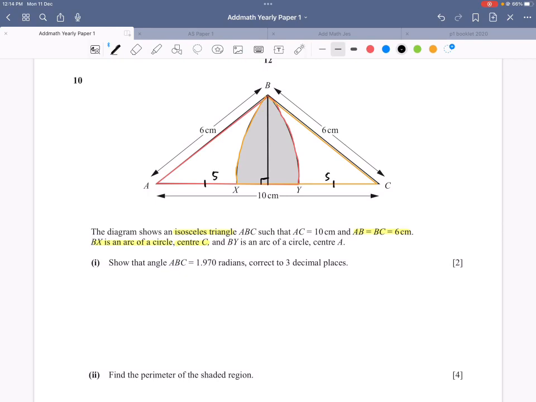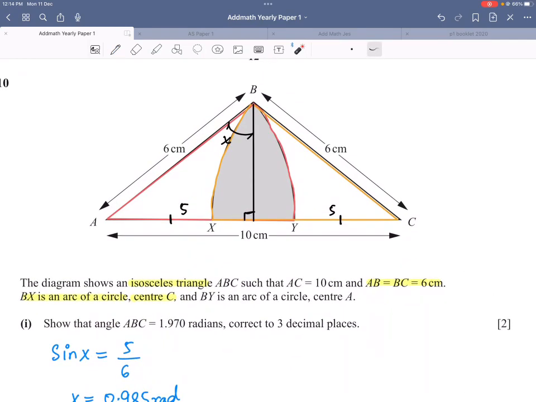I'm going to mark an angle here and label it X. Now I can find out the value of X simply by using trigonometry. It will be sine X equals opposite over hypotenuse. Make sure that your calculators are in radian mode. So sine inverse of 5 over 6 leads to 0.985. Alright, 0.985 radian. Now focus that we have found only the half angle, the other half will be the same.